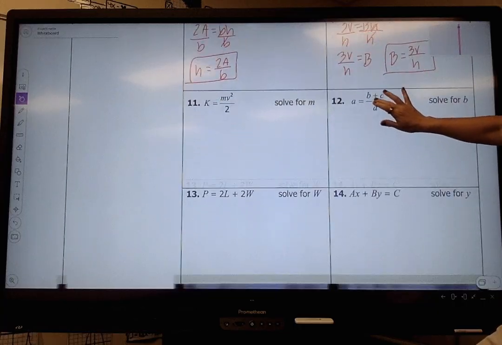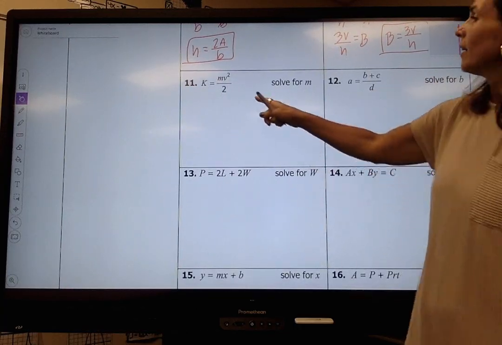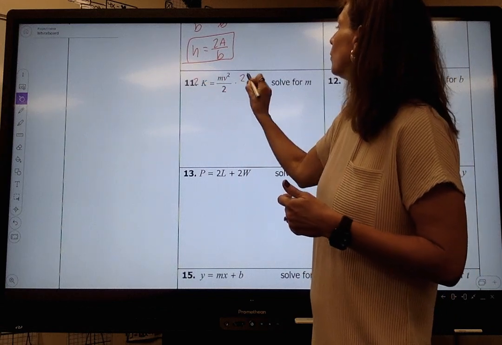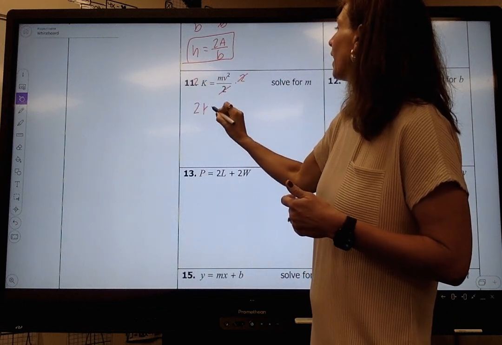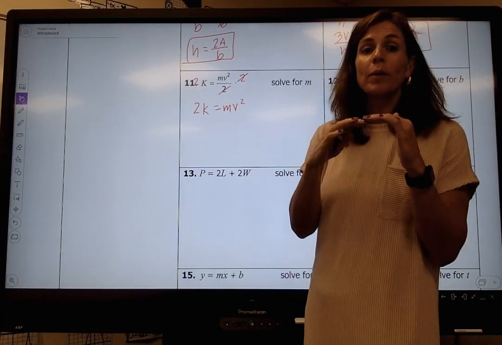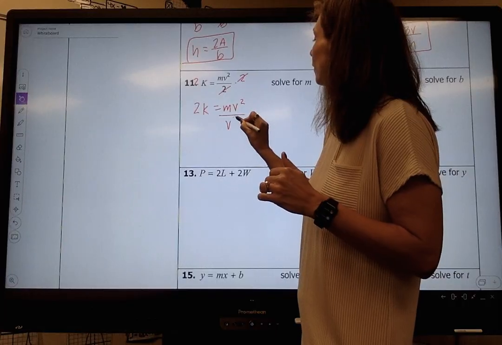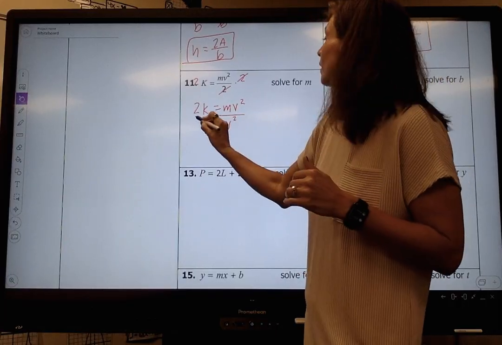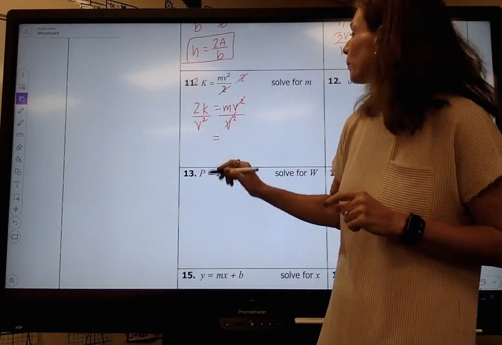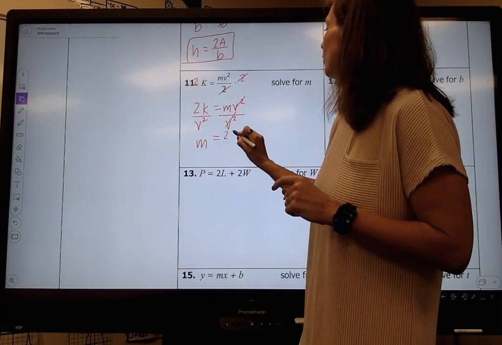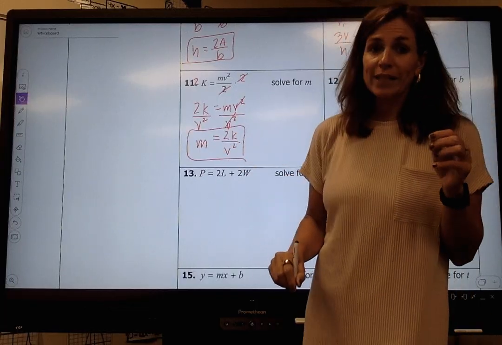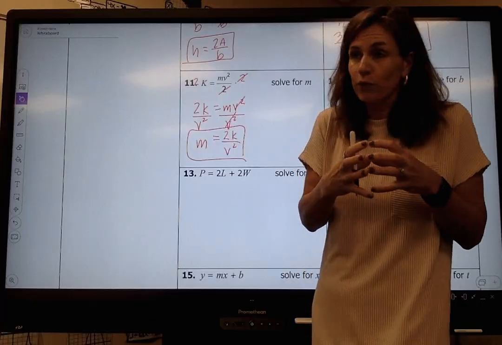All right, let's take a look at number 11. If I want to get m by itself, I clear out my fraction, so I'm going to multiply both sides by 2. I get 2k equals mv squared. Notice I'm going for m here, so I'm going to divide out v squared. That's how they cancel out. My v squareds cancel out. I'm going to use the symmetric property here and say that m equals 2k over v squared. So of course you want to identify what variable you're solving for first.